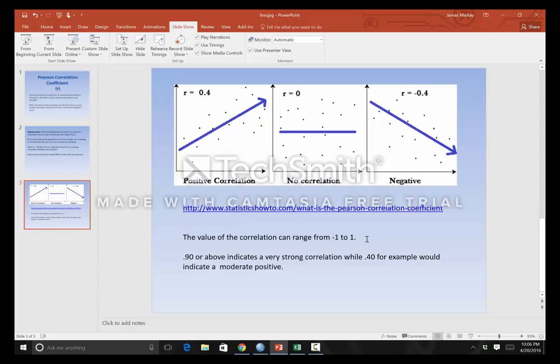The value of the correlation can range anywhere from -1 to 1. And for example, if we're looking at the value here, a 0.90 would indicate a very strong correlation, while 0.40, for example, would indicate a moderate positive. And this would be the same on the negative side as well.